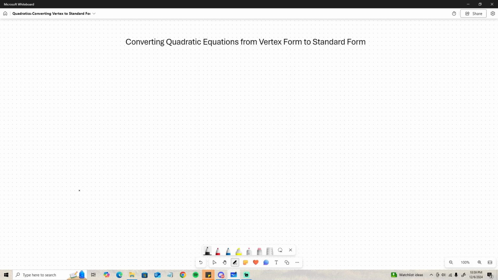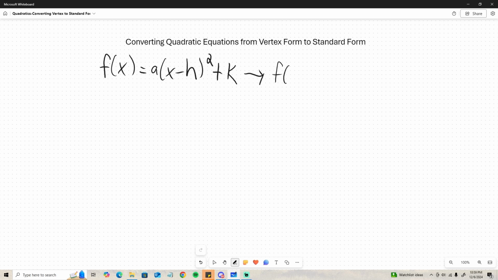Today we will be going over how to convert quadratic equations from vertex form to standard form. By that, I mean we're going to be converting equations from f of x or y is equal to a times x minus h squared plus k, to f of x or y is equal to ax squared plus bx plus c. You'll find that when we're going through it, the process is actually pretty straightforward, and you will be doing the same thing every time. Okay?